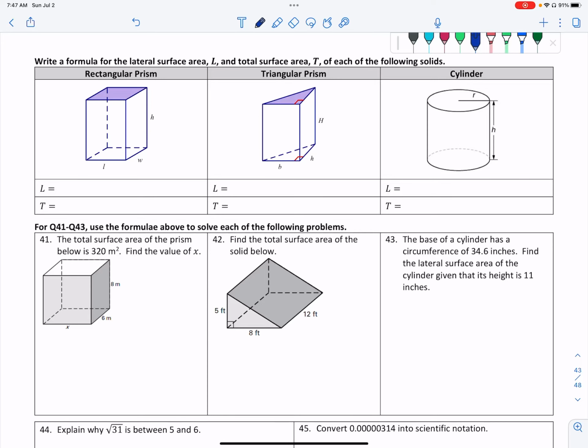Write a formula for the lateral surface area L and the total surface area T of each of the solids. So we have a rectangular prism, triangular prism, and a cylinder. Help us understand these formulas. We're going to take a look at the nets that we looked at in some previous questions.